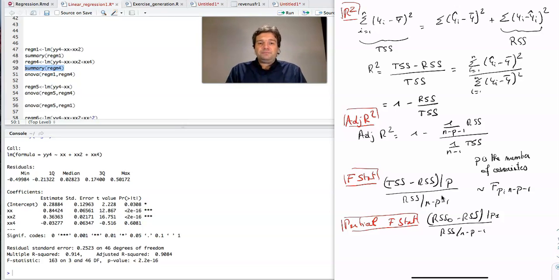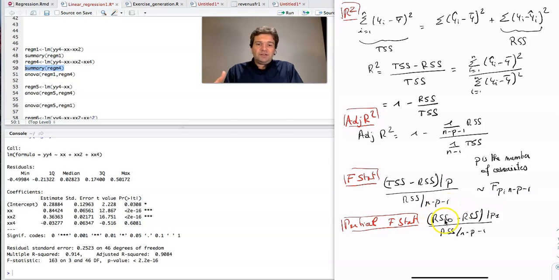This is the F-stat, but there is also the partial F-stat. This partial F-stat is explained by this formula. It's in another video where you have (RSS0 minus RSS) divided by P1, over RSS divided by (n minus P minus 1). This is n minus P, the number of covariates, minus 1. And we should apply this in the context of our models.